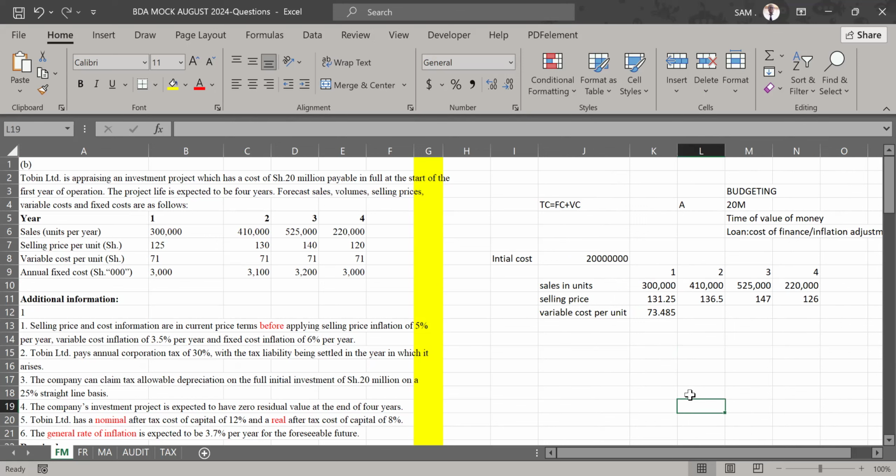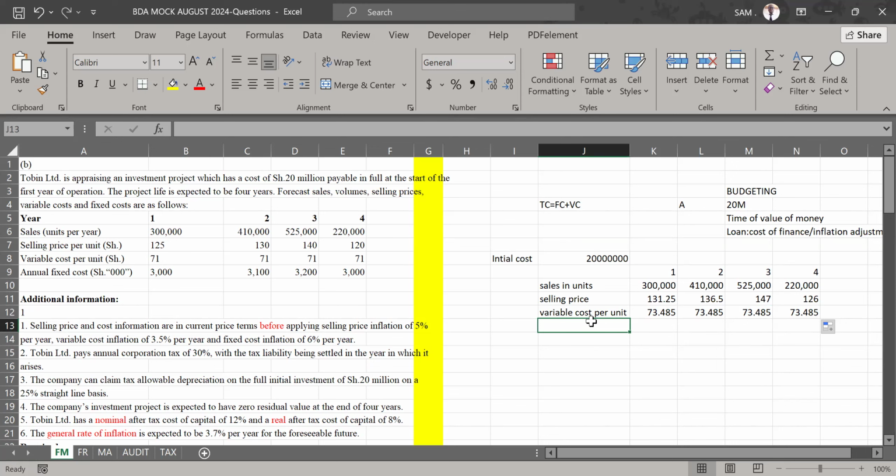Now, we have adjusted our variable cost per unit after considering inflation adjustment, and now it is 73.485, like that. So because I've already set that formula, I'll just autofill for the 4 years, and I have it like that. Those are the variable cost per units after applying the inflation adjustment. The next element, which one is it?